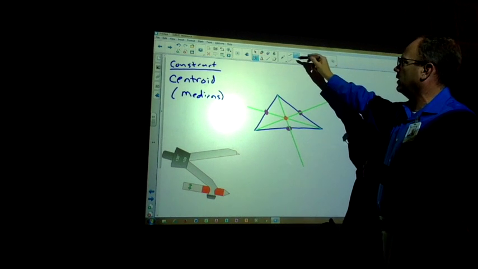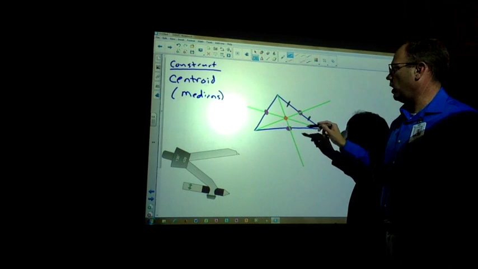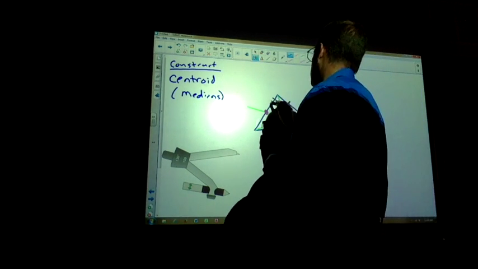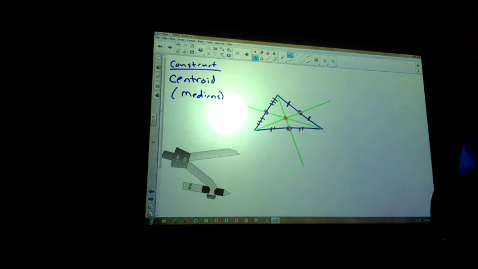Things to know about this shape. 1 tick, 1 tick, those are congruent. 2 tick, 2 tick, those are congruent. 3 to 3, those are congruent. Look at our centroid. That's all you have to do to find the centroid.